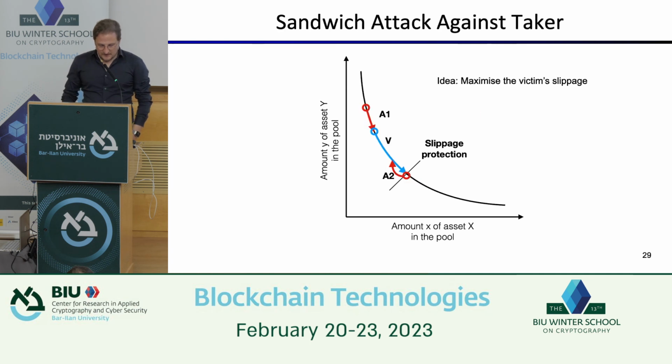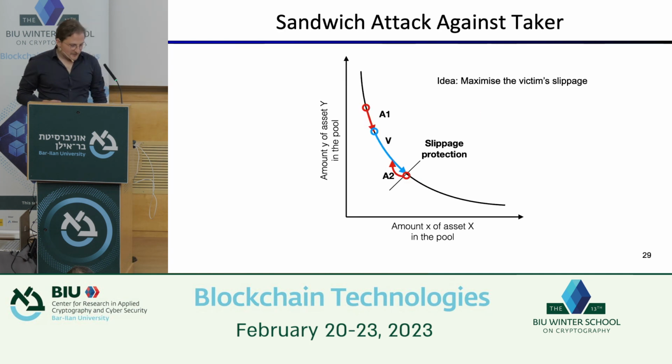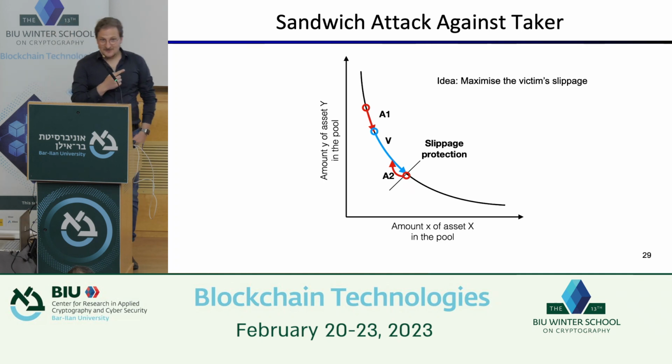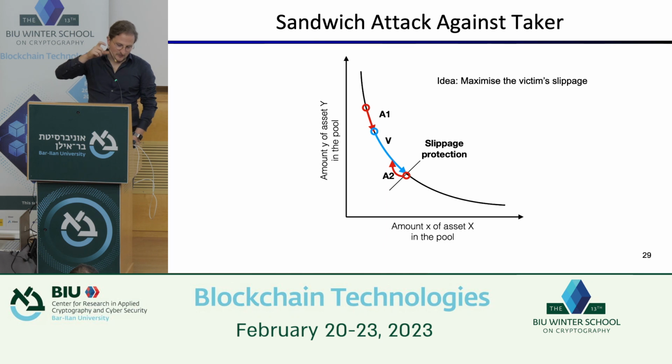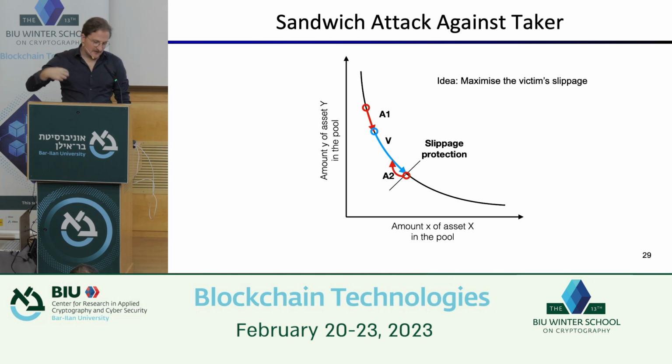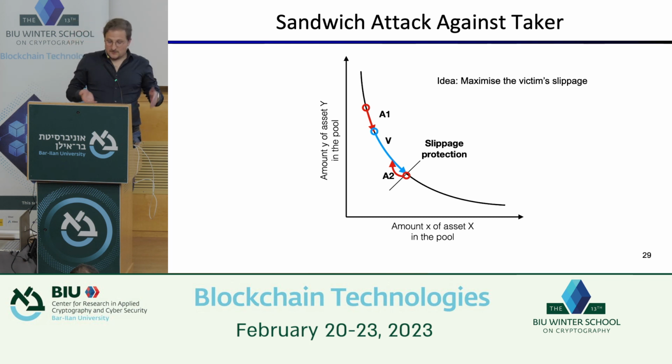Okay. So the idea of a sandwich is really to push you to this edge, right? The adversary will push you to the slippage protection, but not over it, right? So there will be the A1 transaction that reduces the price that you get, and then A2 will trade in the other direction just to profit off from this difference. So that's why it's a sandwich, right?